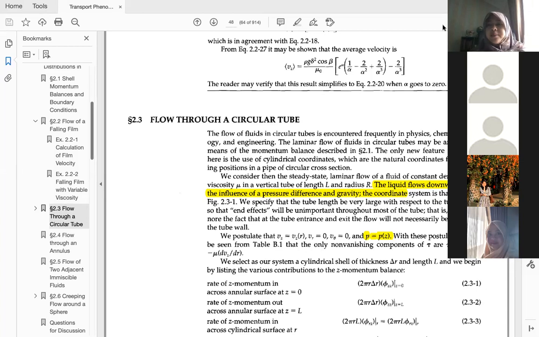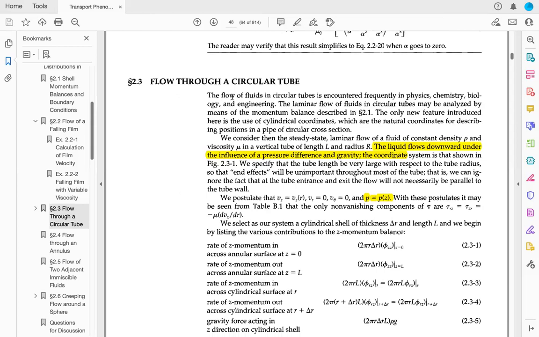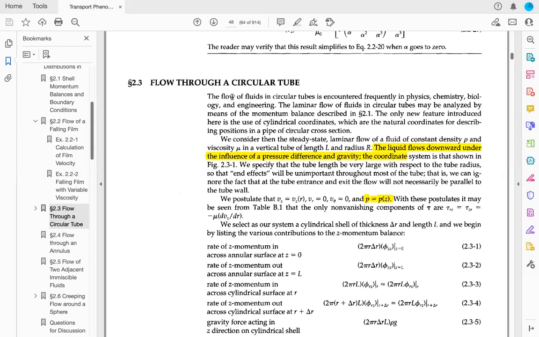Okay. All right, so now we're going to talk about the flow in a circular tube, but before that, let us read the introduction about the phenomena.